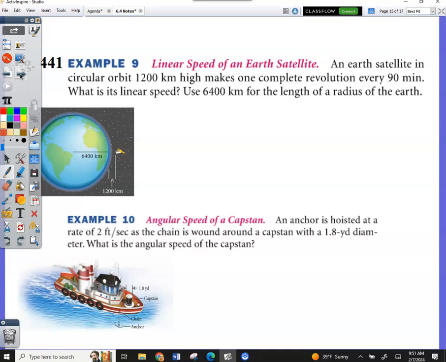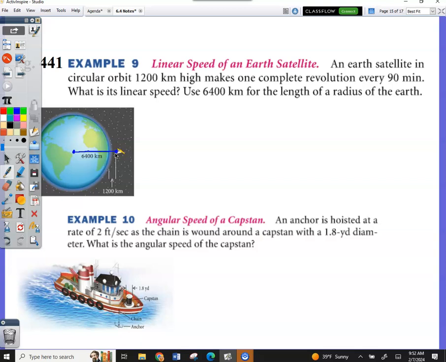An Earth satellite in circular orbit, 1,200 kilometers high, makes 1 complete revolution every 90 minutes. So if you look at this picture, they're telling us that the radius of the Earth is 6,400 kilometers. But the satellite's not sitting on the Earth, right? The satellite is up in outer space. So what is the actual radius? How do I get it? 7,600. How'd you get it? I added 6,400 to 1,200. Yeah, so you've got to think from the center of the Earth all the way to the satellite. So we need the Earth's radius plus the distance that the satellite is above the Earth.